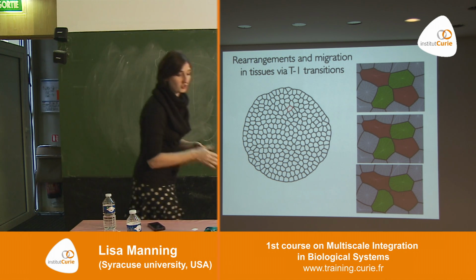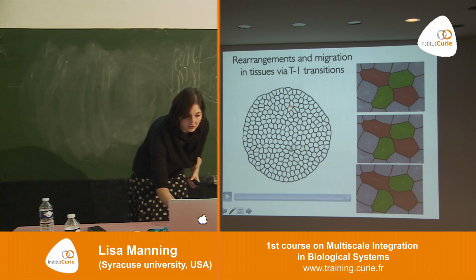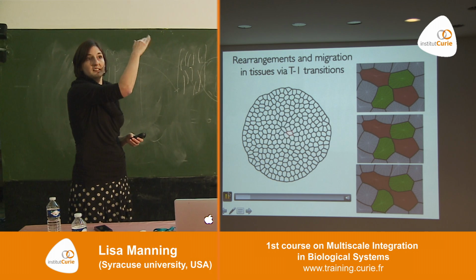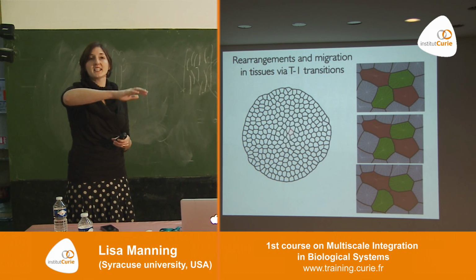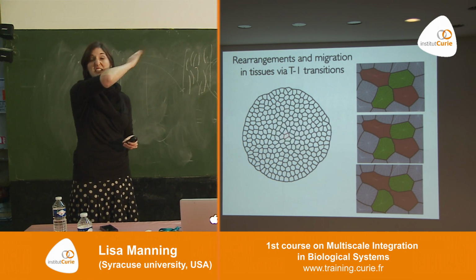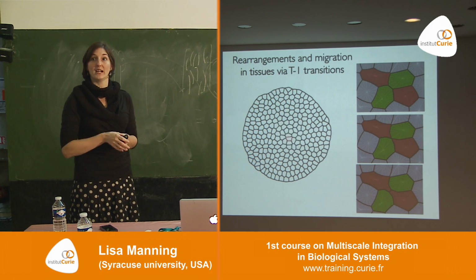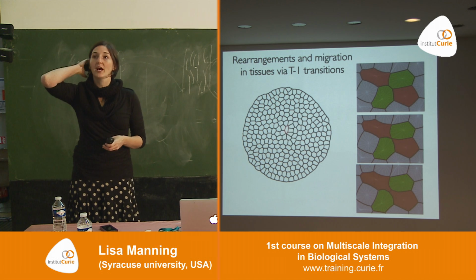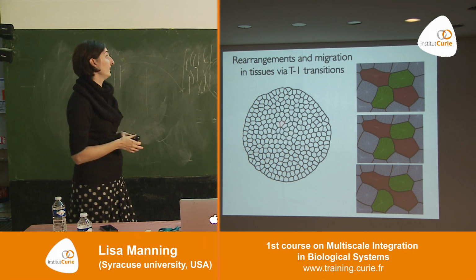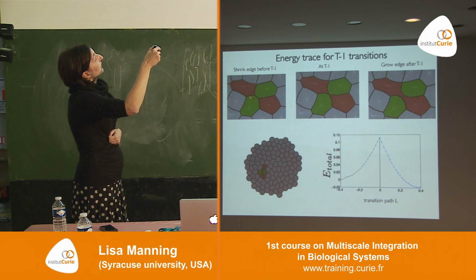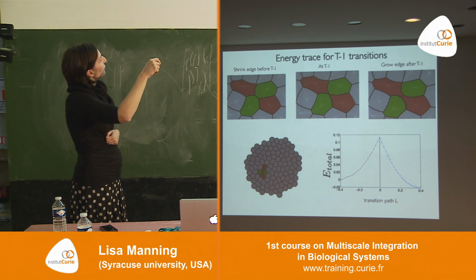And this movie here is just a sequence of T1 moves. So it looks like it's migrating, and it is in fact migrating, but all it is is a sequence of T1 moves. And the nice thing about these 2-dimensional systems is that this is the only thing that can happen. So we can calculate what's going on for a series of T1 moves and try to understand something about this system.